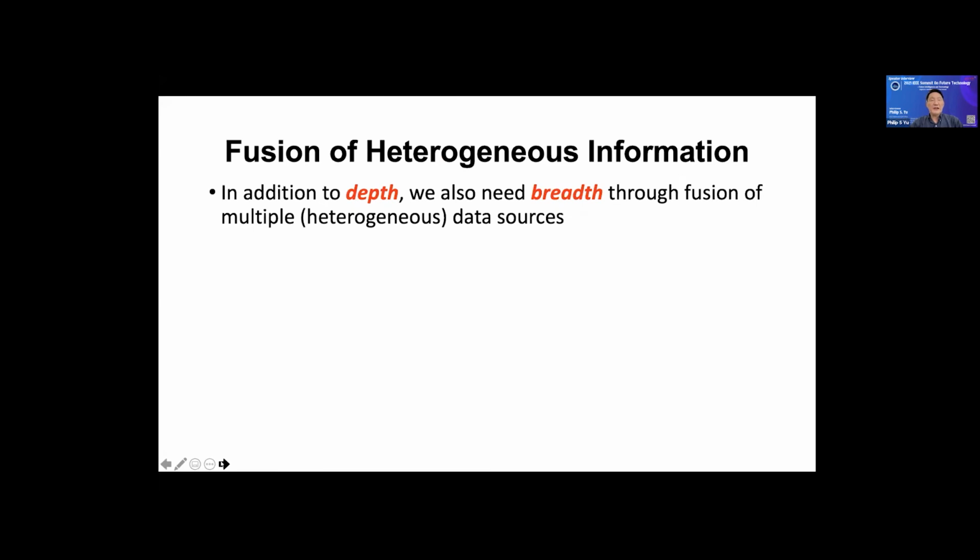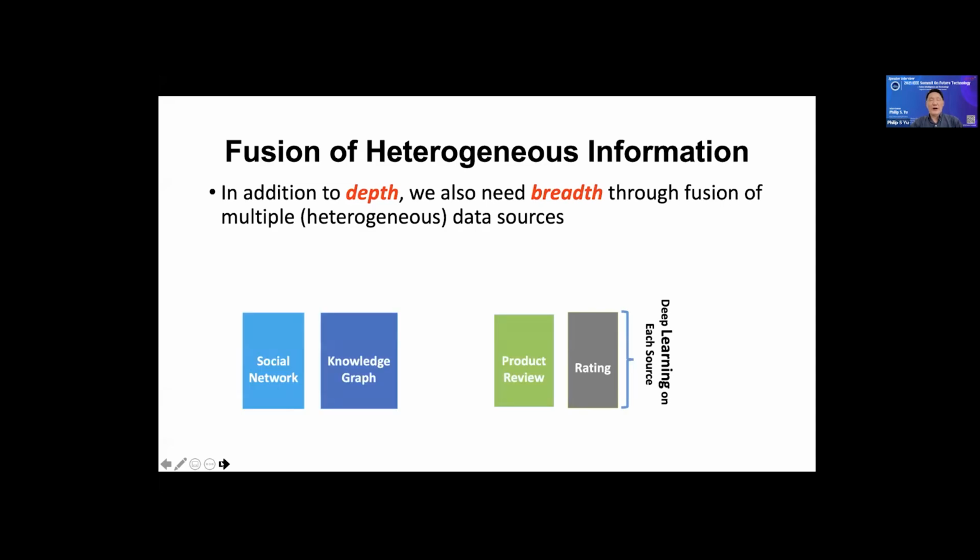I think everyone is familiar with deep learning, maybe less familiar with broad learning. But in addition to depth, we also need breadth through fusion of multiple heterogeneous data sources. For example, when we talk about recommendation, we want to do collaborative filtering. We certainly can use the rating information the user provides on the product, right? So we can apply deep learning to this kind of rating information.